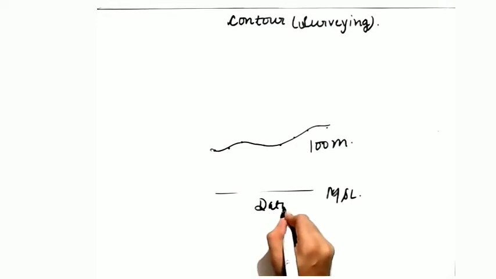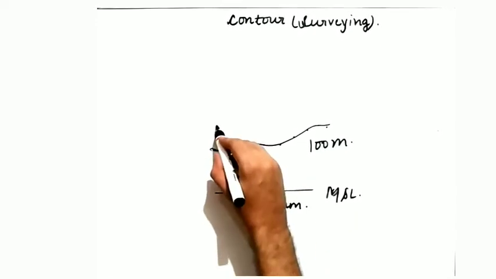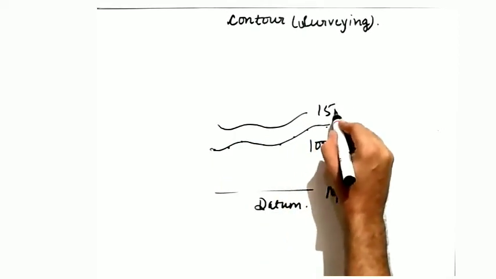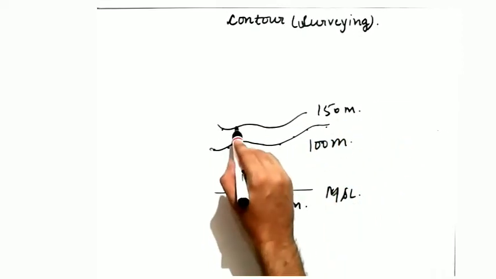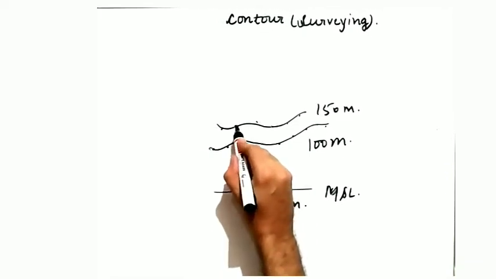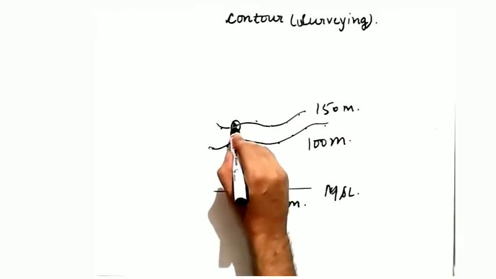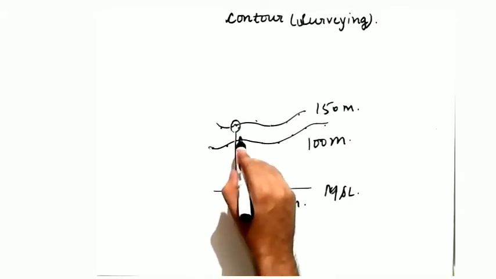It is not compulsory that you go for mean sea level. It can be any datum. And suppose this is the contour of 150 meters, then this will be joining every point that lies 150 meters above this datum or above the mean sea level. Suppose this is a point that lies on a contour of 150 meters, then this particular point will be 150 meters above the datum.